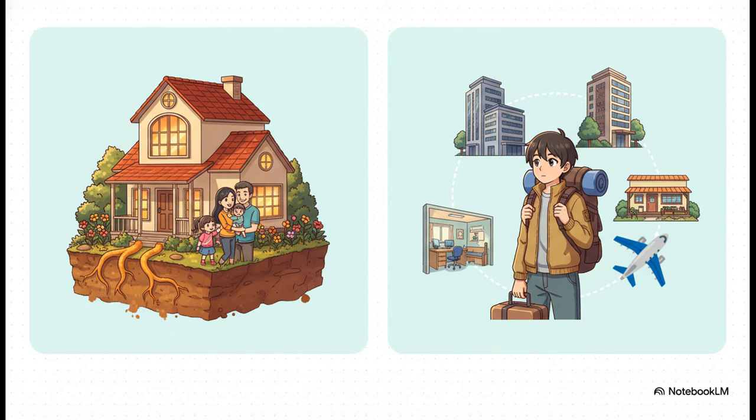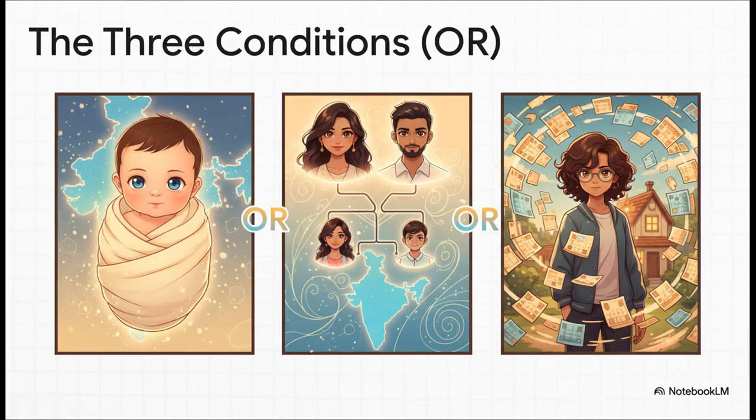So let's make it super clear. Domicile is not the same as residence. Look, you can reside anywhere, right? You might live in one city for college, another for a job. Those are residences. But you can only have one domicile. It's your legal, forever home. And for Article 5, that permanent home, that domicile, had to be India. Period.